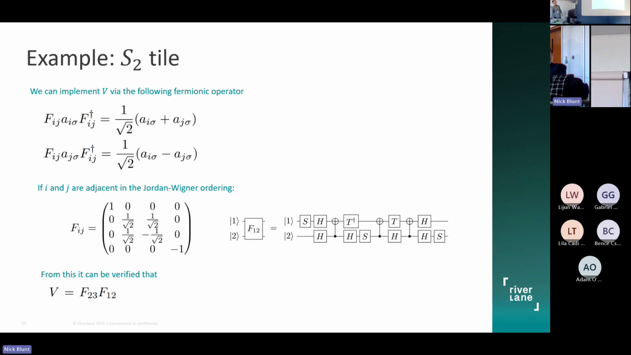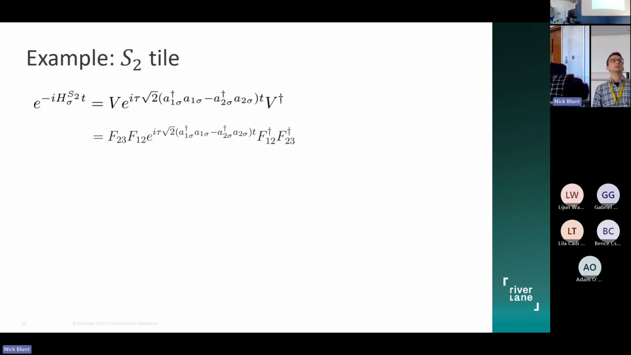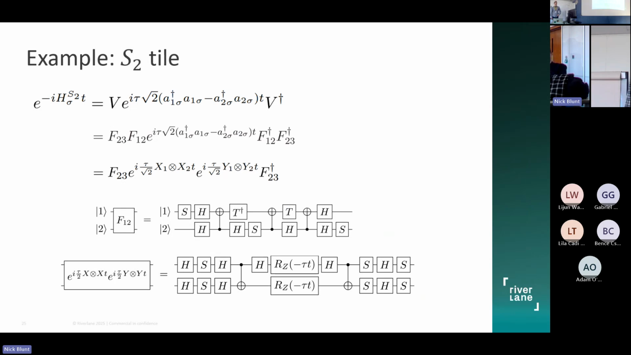Okay, so now we have this formula for V, we can plug it in here. Actually, there's one more simplification, which is that these middle three terms, it turns out, can be written as an XX plus a YY rotation. So the circuit elements that we need are implementing this F12 or Fij operator, which requires just 2 T gates. And then the XX plus YY rotation can be decomposed like this. And this uses just 2 single qubit rotations. And importantly, both of these rotations have the same angle.